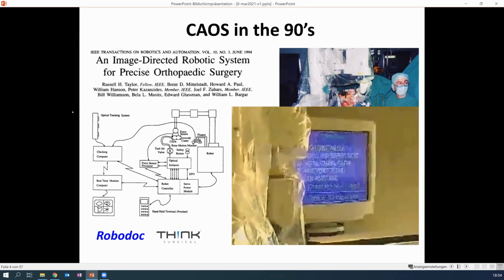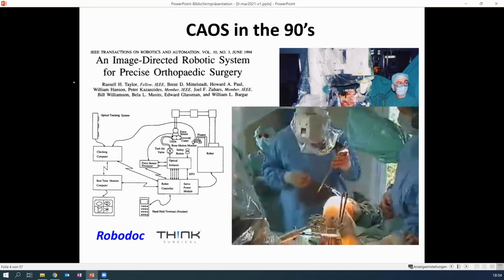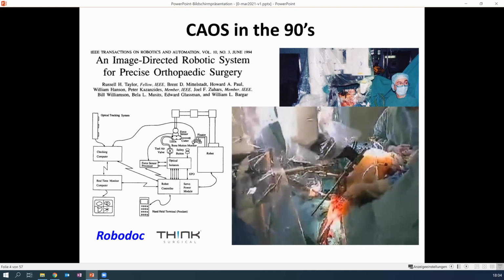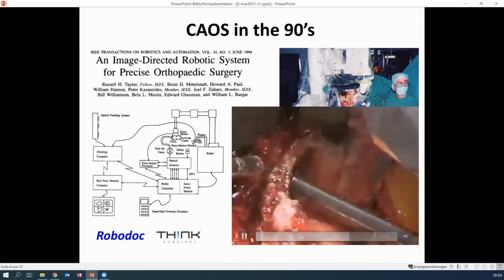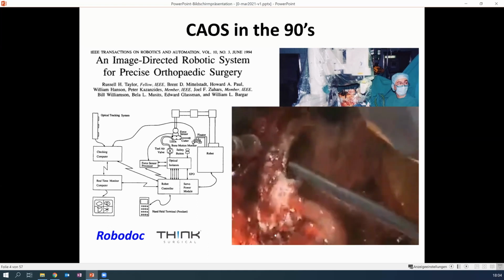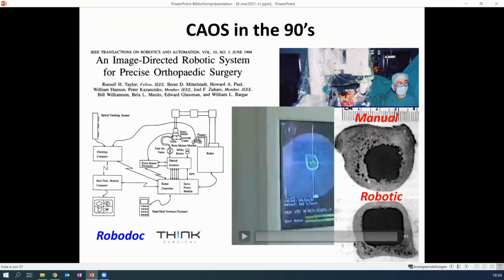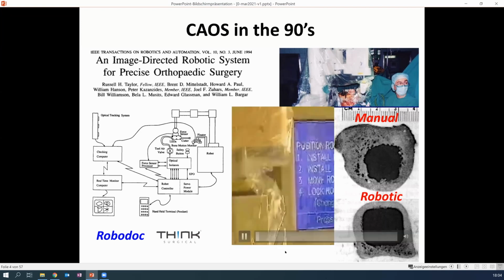This was RoboDoc, the first robot for orthopedic surgery. This is hip surgery, knee surgery. The graininess of the video is on purpose. This is what videos used to look like before most of you were born. And the punchline was this photograph: a manually broached implant seat and a robotic one. This is, of course, for cementless implants. So clearly the fit is much better in the robotic one. And if you have a better fit, you don't have the loosening. And it was expected that this would make a big difference.